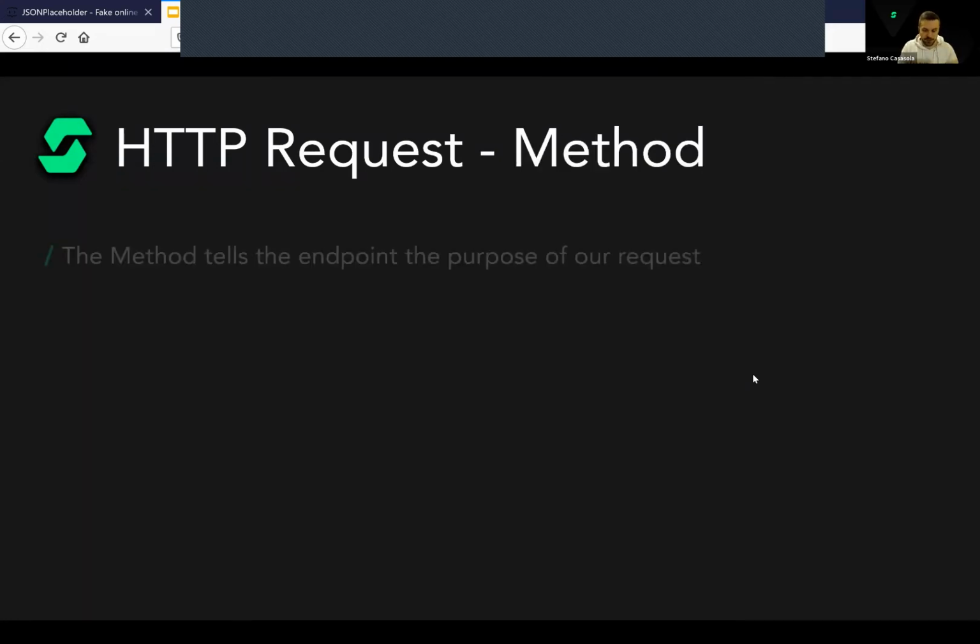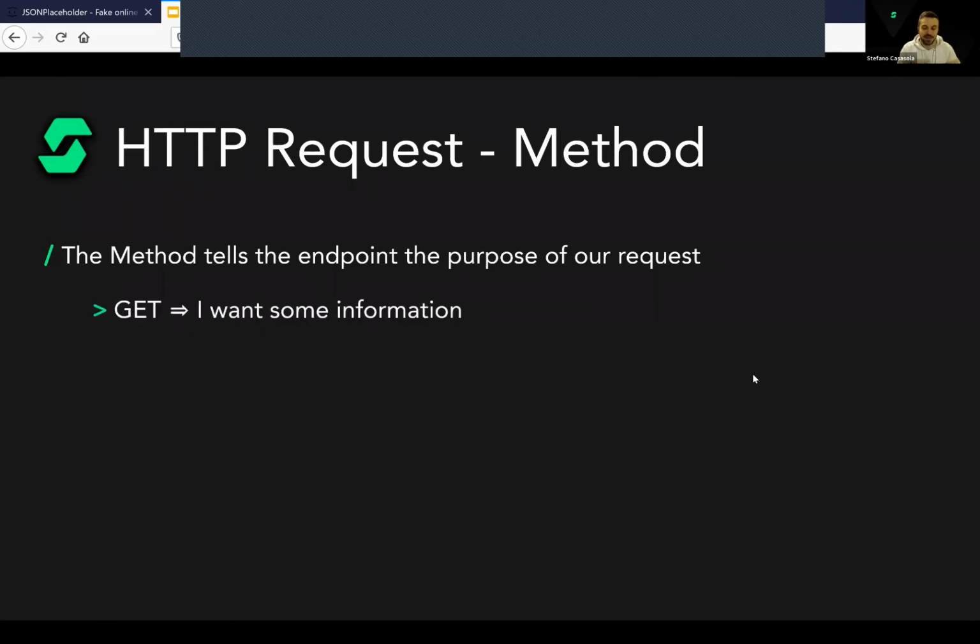Let's move to the method. As I said, the method tells the endpoint what we are going to do with our request, what the purpose of our request is. It can be of type GET, which is also the implicit, default one. GET means I want some information. POST instead is saying to the endpoint, the server, I'm sending some information. I want to use this data in order to create something new.